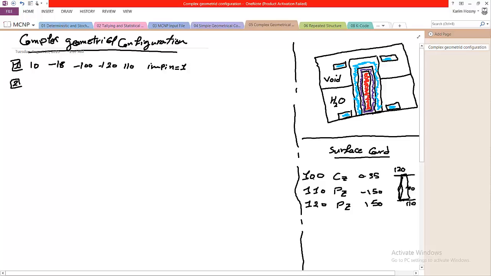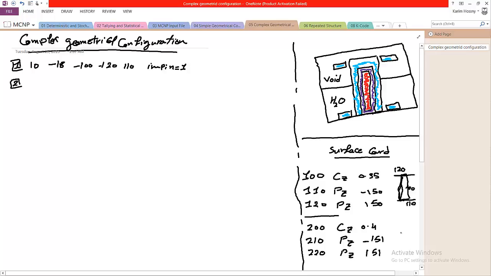Let's see cell 2. We have first to specify the surfaces of cell 2. Let's give it the base 200. 200 CZ, let's say 0.4 centimeters. 210 PZ, let's say negative 151. 220 PZ, let's say positive 151 also.